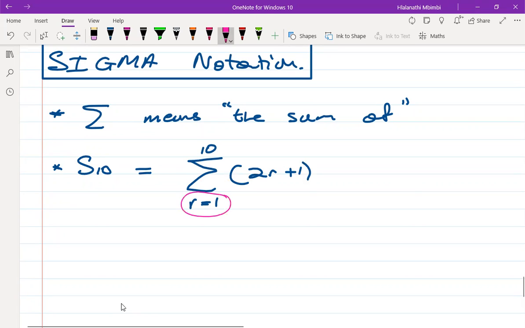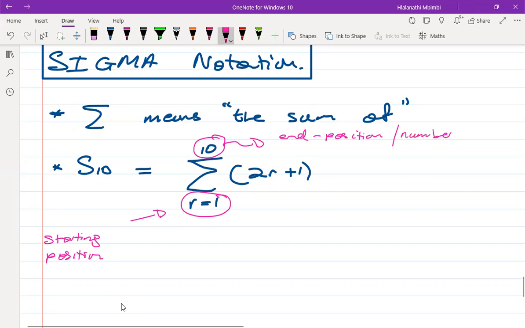Now, this part over here is the starting position. If you were not listening for the duration of this class, this is the part where you would need to listen. This is the starting position. This is the end position, or the number of terms that are being summed.